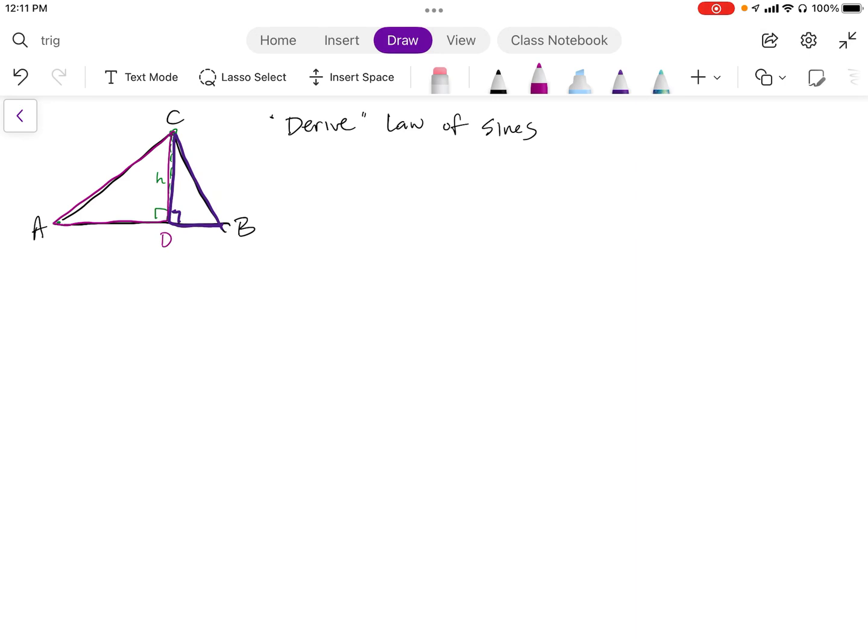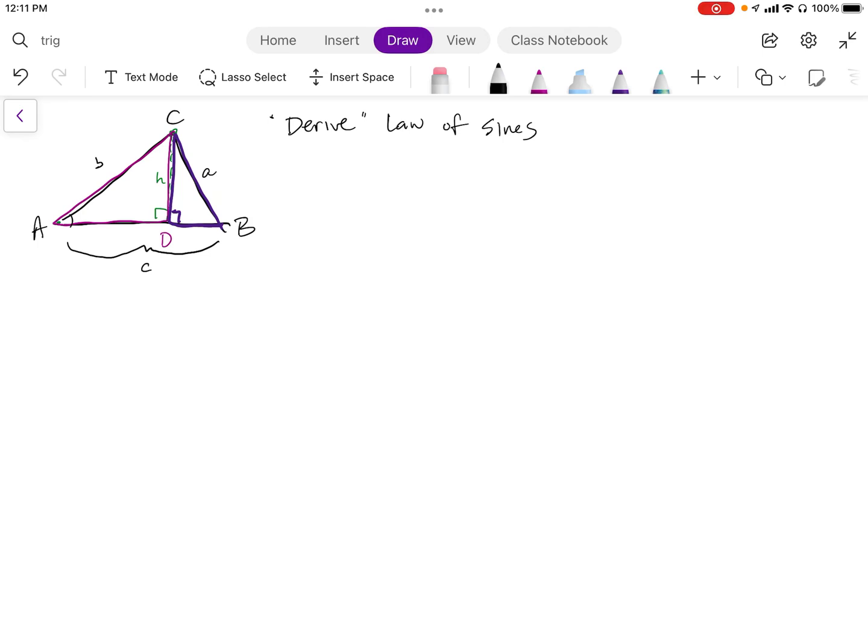One more thing to throw in here, which I should have started with, is common notation. If I call this angle A, the side opposite is little a. Common notation is capital letters represent angles, lowercase letters represent the lengths of the sides. So this is b, and this entire length down here is c.